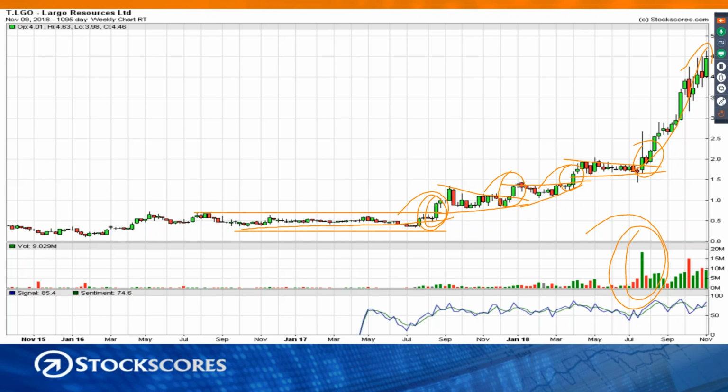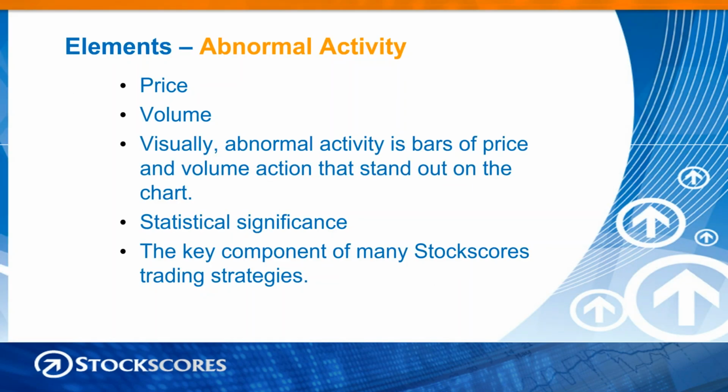So now you're starting to see the formula. If we want to be good at picking the stocks that have abnormal activity, we have to find those that are breaking through resistance from low price volatility. Look at another chart. I guess we'll come back to this in a second. Next element is abnormal activity. This is our last element.